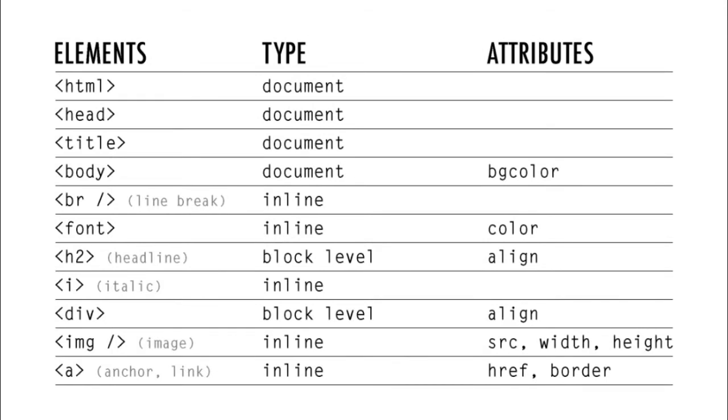Before we get started writing code, I wanted to review a couple of things. On the screen in front of you is a list of the elements and the attributes we'll be using in writing the code in this video. If you are completely confused by what you're looking at, you probably should go back and watch the HTML basics video and then come back to this one.